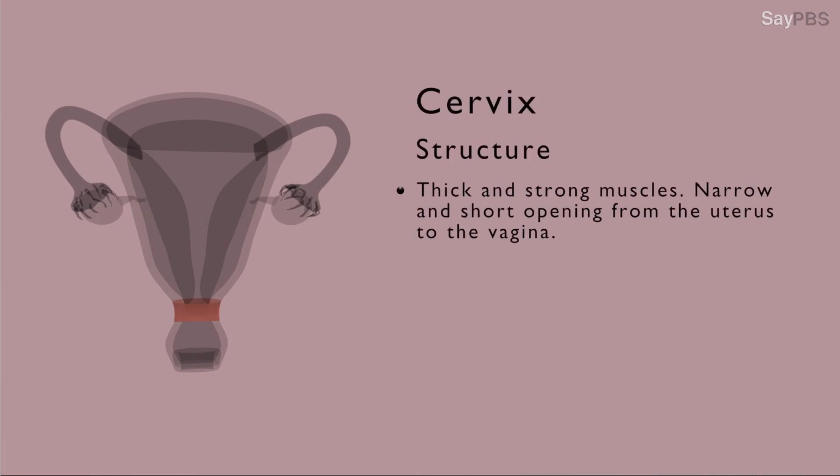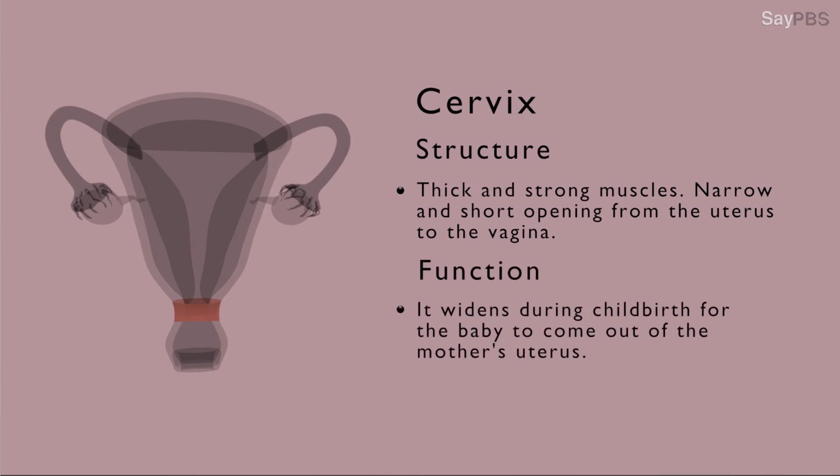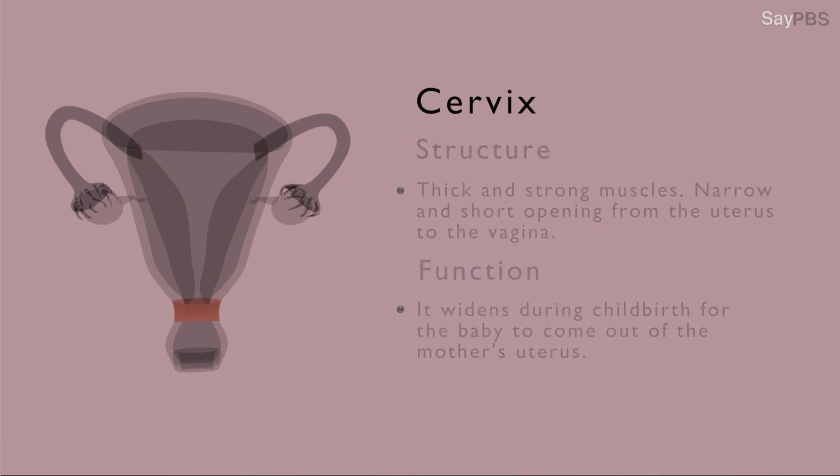Cervix is a thick and strong muscles, narrow and short opening from the uterus to the vagina. It widens during childbirth for the baby to come out of the mother's uterus.